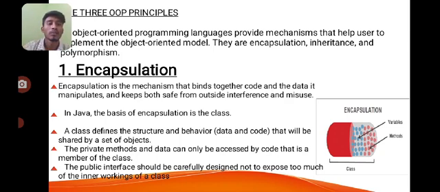Encapsulation is a mechanism that binds together code and the data it manipulates, and keeps both safe from outside interference and misuse. In Java, the basis of encapsulation is the class. A class defines a structure and behavior that will be shared by a set of objects. The private methods and data can be accessed only by code that is a member of the class. The public interface should be carefully designed and not expose too much of the inner workings of a class.